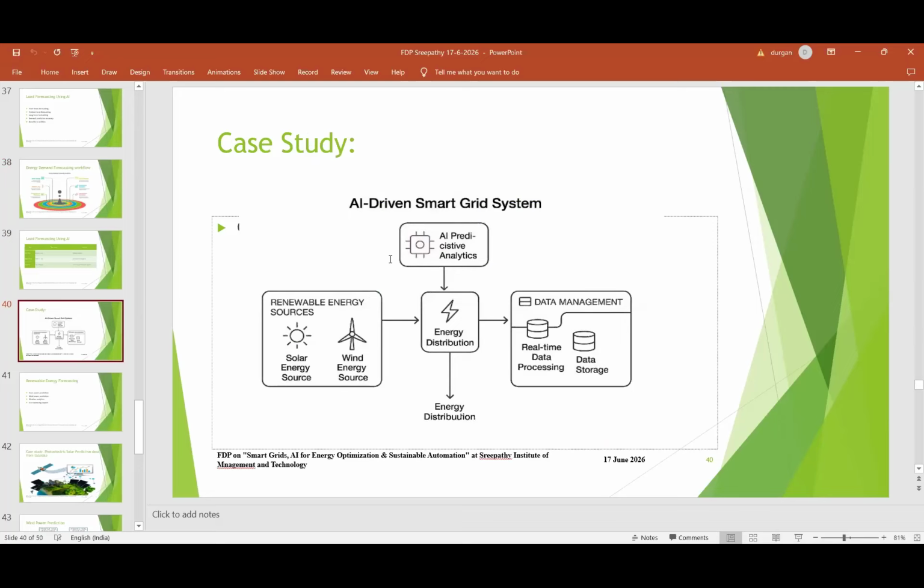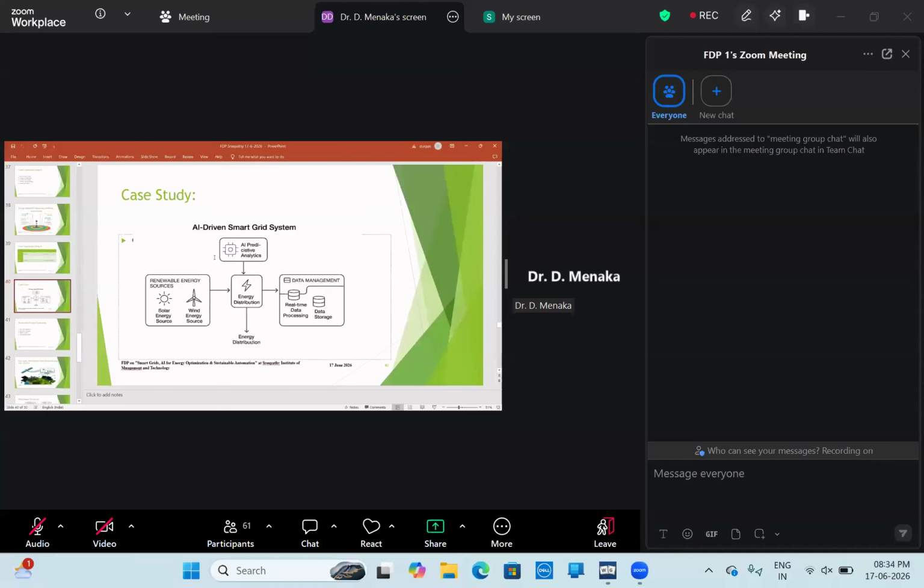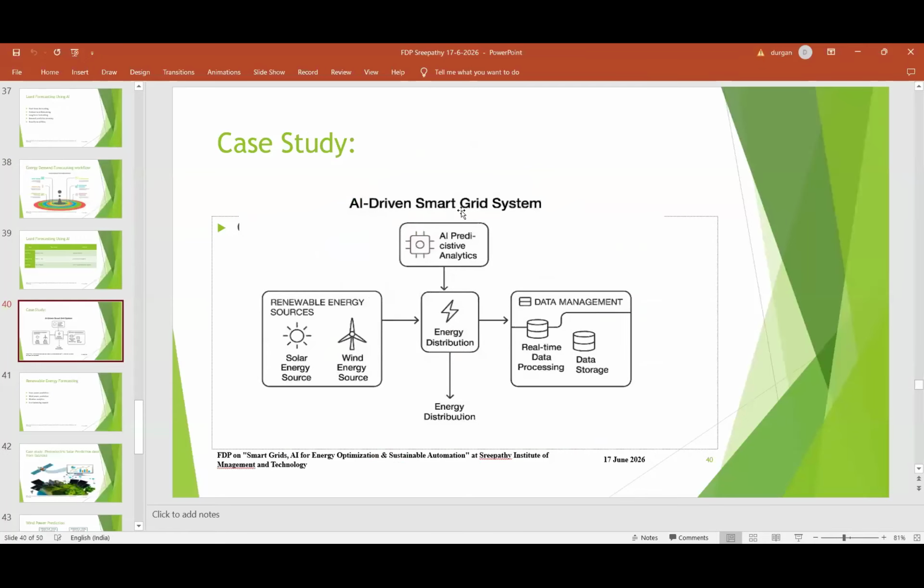So the next case study research is the AI-driven smart grid system. This is also something scholars can do research on. It is a smart grid system used for predictive analysis. It integrates artificial intelligence and the energy management system or data management system to improve electrical efficiency.